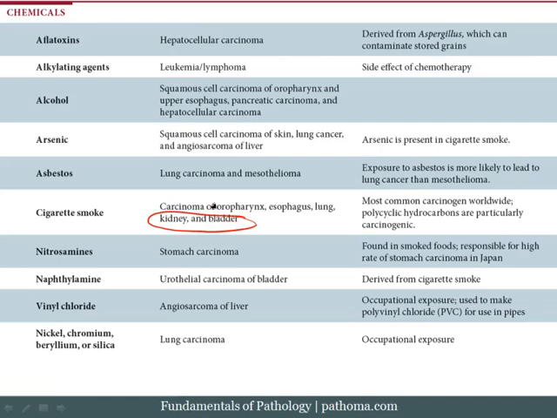And basically the entire collecting system, the entire urothelium, is being bathed with carcinogen constantly over a period of years. And so cigarette smoke is the key risk factor for both kidney and bladder cancer. All right, so that's the association with cigarette smoke.